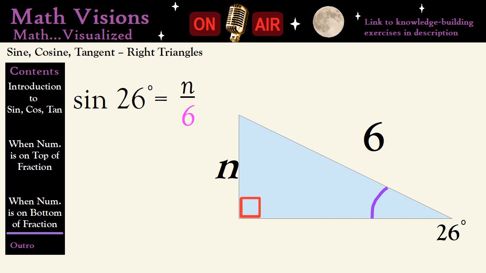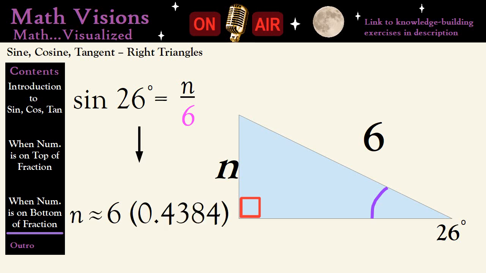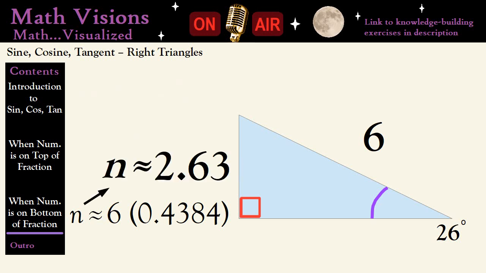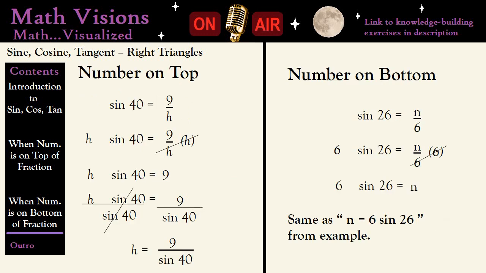Since the number is on the bottom this time, we can rewrite our equation as N equals 6 times sine 26. Sine 26 is 4,384 10,000ths rounded to the fourth digit. Therefore, N is approximately this amount times 6, or about 2.63 units. Before I go, I wanted to leave you with the math we skipped over, just in case you need to show your work to your teacher.